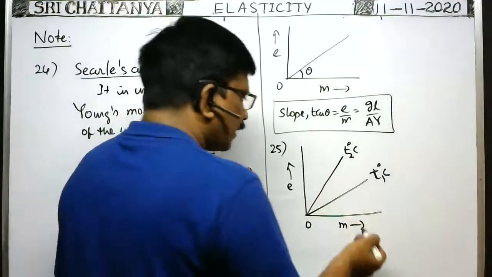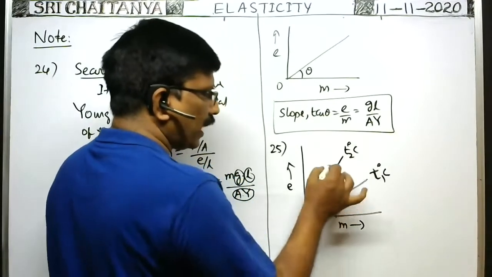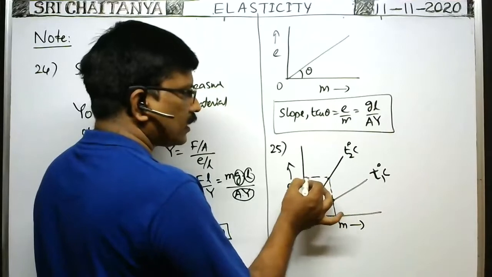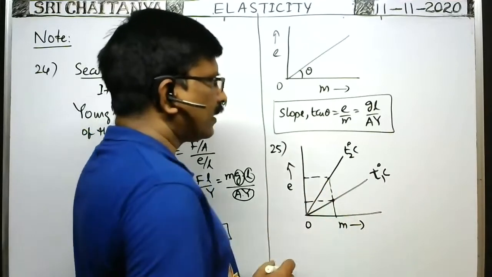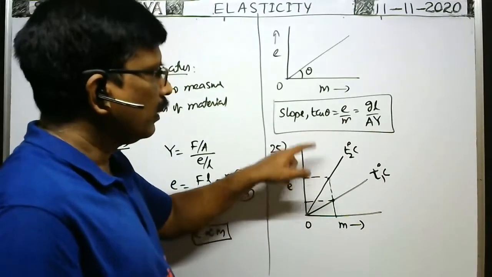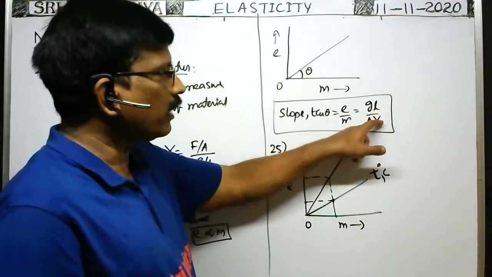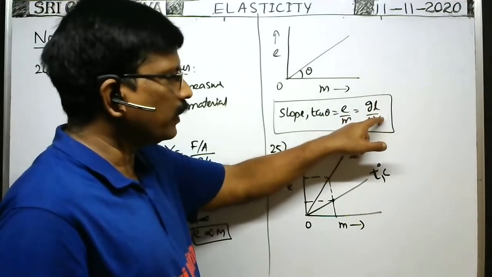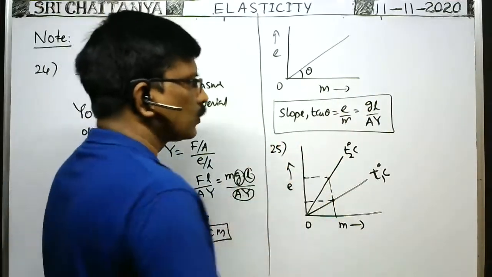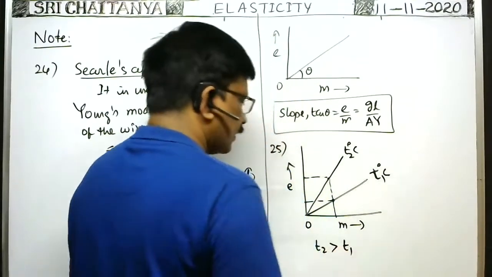Or in other words, for the same load, here we draw a vertical line. At this point or at this point, the same load is suspended, but here elongation is more, here elongation is less. At the same load, when elongation is more, then length is more and Y will be less. When length is more and Y is less for the same wire, then temperature will be more at that place. That's why here temperature is greater. So from this, T2 is greater than T1. That is the answer.